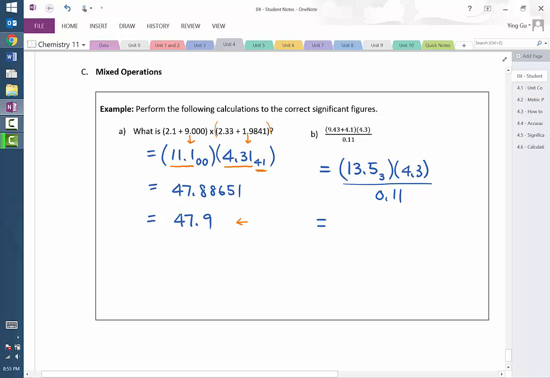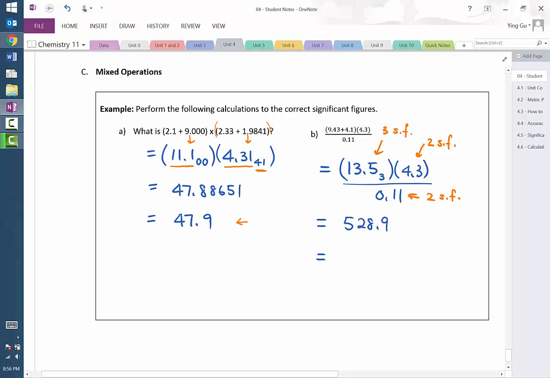Okay. Now this is rather straightforward. 13.53 times 4.3 divided by 0.11. My calculator will tell me 528.9. How many sig figs should I have? Well, in the last steps here, it's a multiplication followed by division, and those two operations have the same rule, which is we follow the number with the least number of sig figs. And this number has 2 sig figs, and that number has 2 sig figs, and this number has 3 sig figs. And so our smallest set of sig figs is going to be 2.